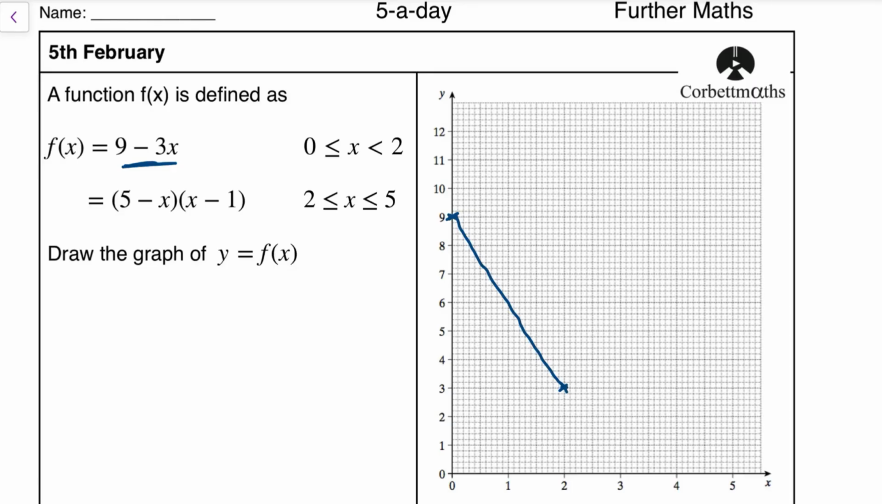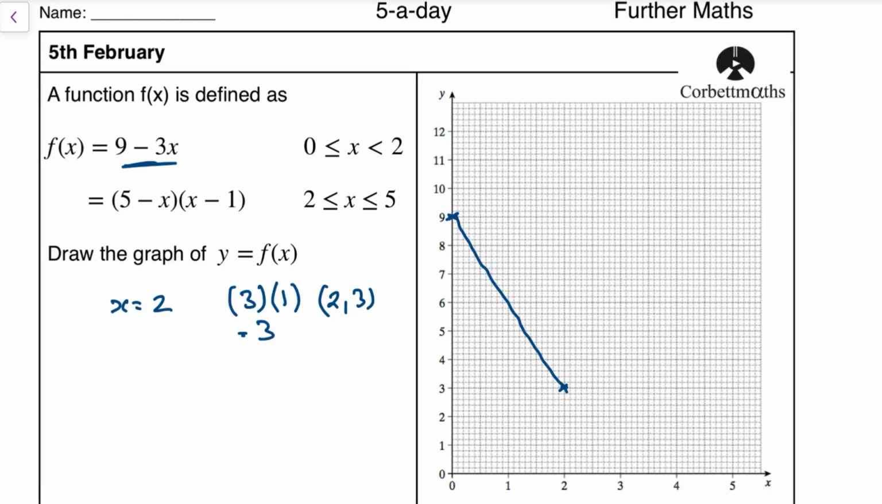Then I've got a quadratic. Now, what I care about is a couple of things. One is where the turning point is going to be, two is the shape, and three is whether I meet the original points. Let's start by putting x equals 2 into the quadratic. That's going to give me 5 minus 2, which is 3, times 2 minus 1, which is 1, which gives me 3, which means I start at the point (2, 3), which is exactly where I left the previous function. So that's a good start.